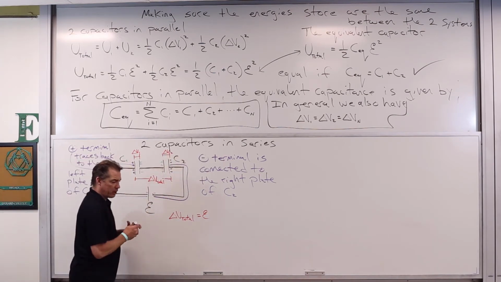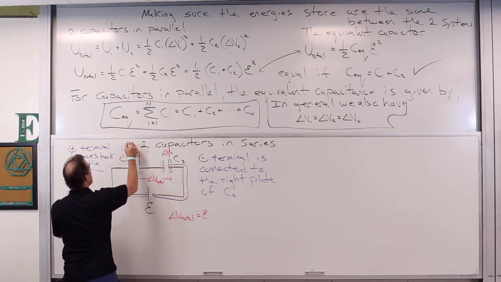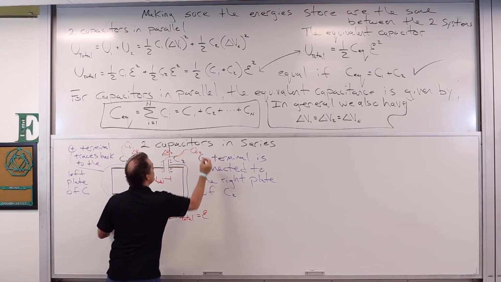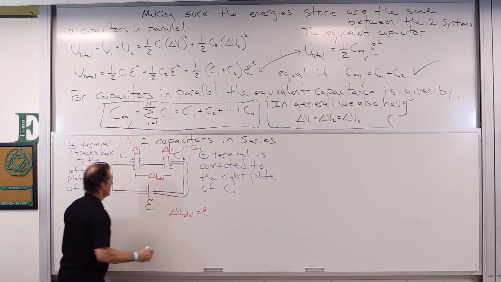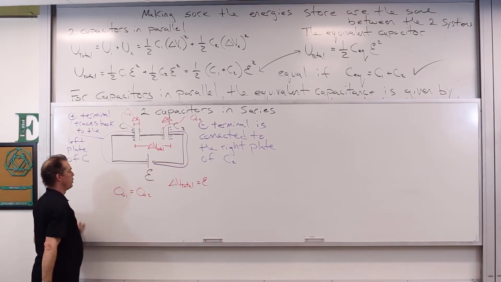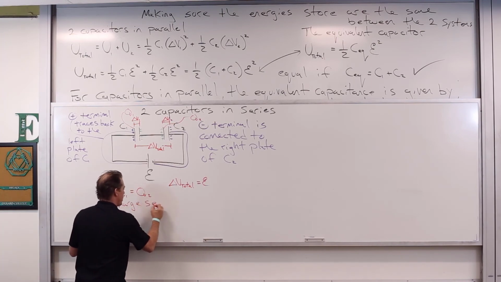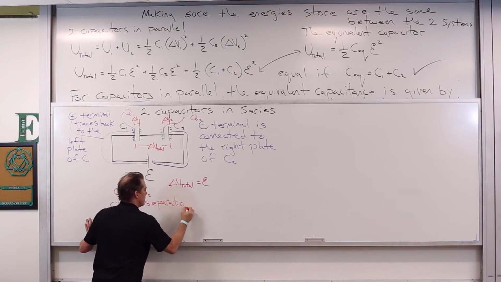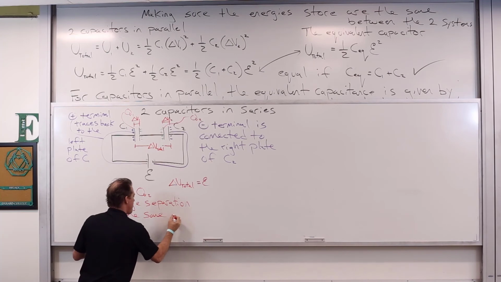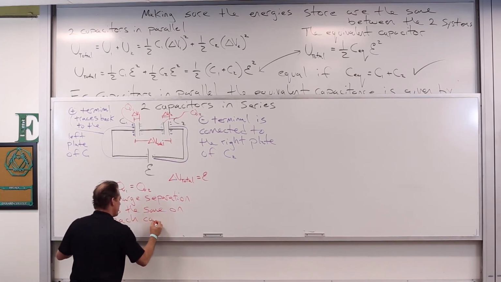So in this particular case, what we have is that there is some Q1 and there is some Q2. Those are the charges separated, where Q1 must be equal to Q2. Charge separation is the same on each capacitor.